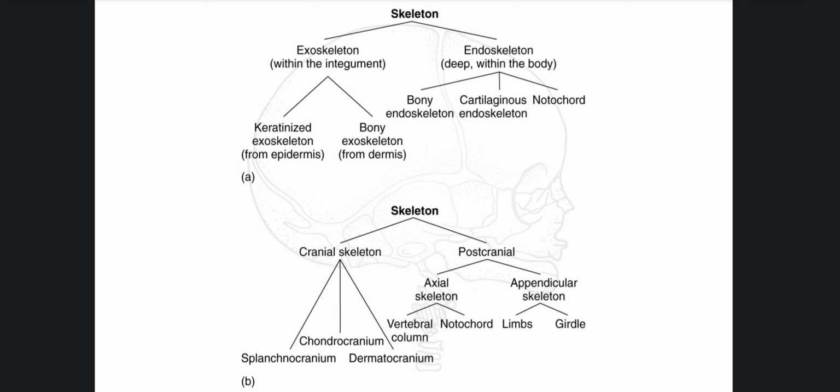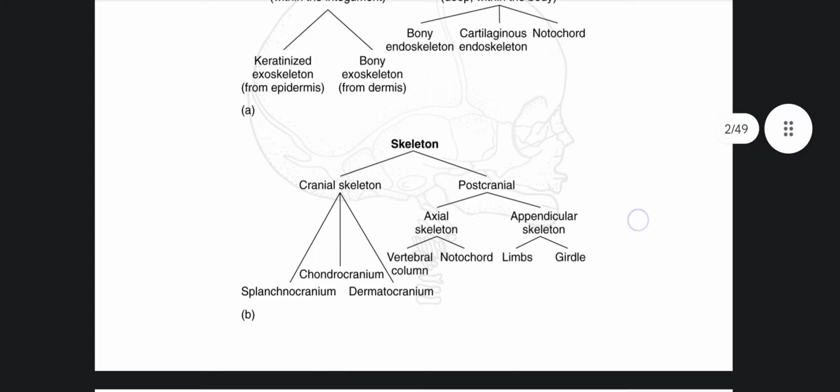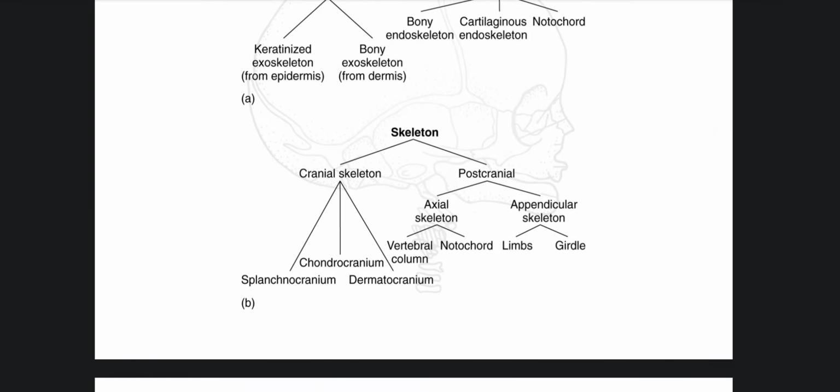And the last part of the endoskeleton is the notochord. It is also a part and parcel of skeleton. Let us come back to a little more elaborate part of it. The skeleton is further divided later into cranial skeleton and postcranial skeleton. Cranial skeleton is divided into three. Out of that, two we are going to study. The one is chondrocranium, the other one is the splanchnocranium. The third one is dermatocranium, that we are not going to deal with.